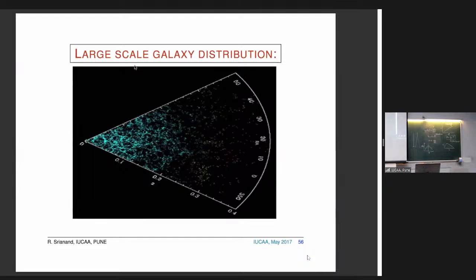So we have to do two things. We have to start with a smooth universe. And the smooth universe is not going to remain smooth like this because its gravity is going to clump material.